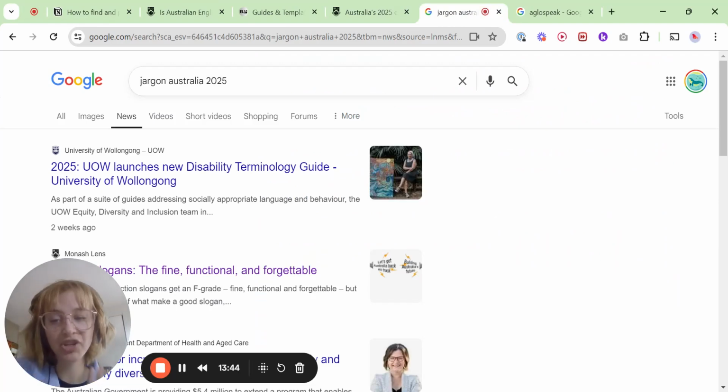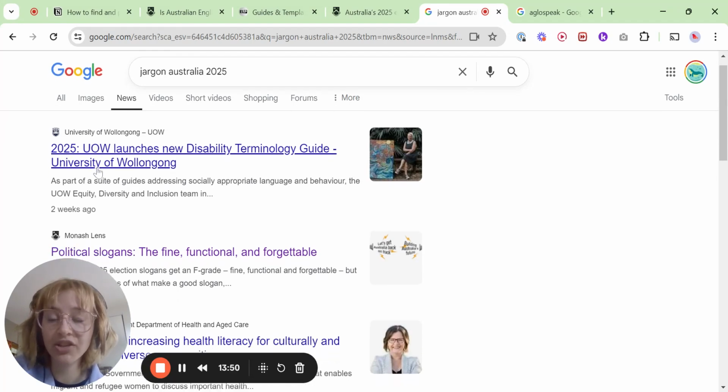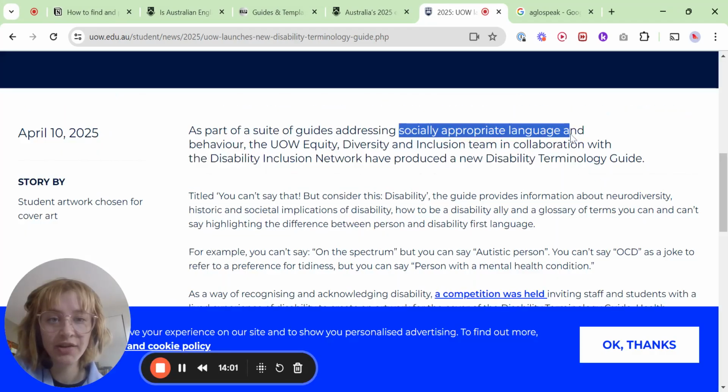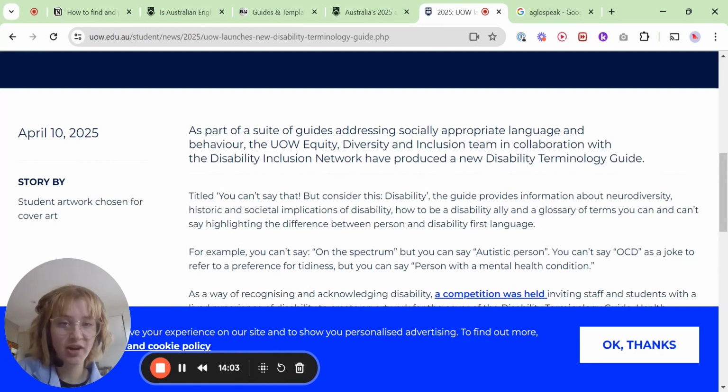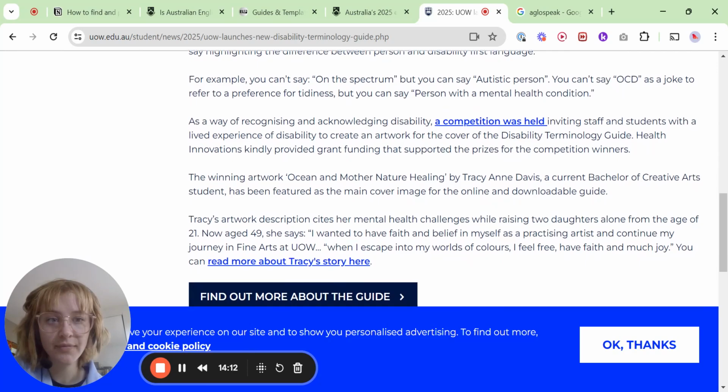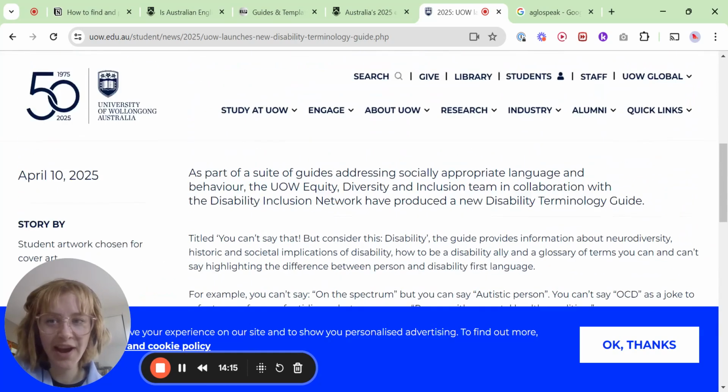Same thing with jargon. If I wanted to just talk about jargon Australia 2025, bam. University of Wollongong launches new disability terminology guide. That's not even just jargon. Socially appropriate language and behavior, that's not even jargon, that's political correctness in terms of analyzing language. So you guys can talk about that. And this is great. I remember in my year 12 exam, I used the RMIT Guide to Inclusive Language. This is even better because it is so contemporary that they've even updated it. So you can talk about how political correctness is growing in order to achieve the egalitarian values of Australian society.